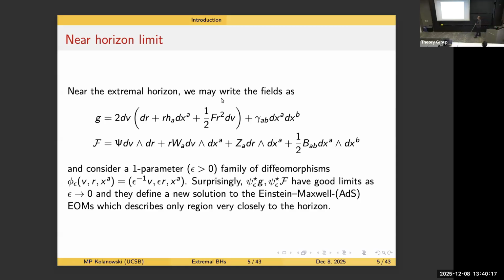So we have this, and we can do the following one-parameter family of diffeos, where we rescale our null coordinate v, and we rescale the radial coordinate in the opposite way. So this is a well-defined diffeo as long as this epsilon is larger than 0. But even though this stops being a diffeo in the limit when epsilon goes to 0, the pullbacks of the metric and of the Maxwell field have good limits. And they also automatically are still solutions to Einstein-Maxwell, whatever your theory was.